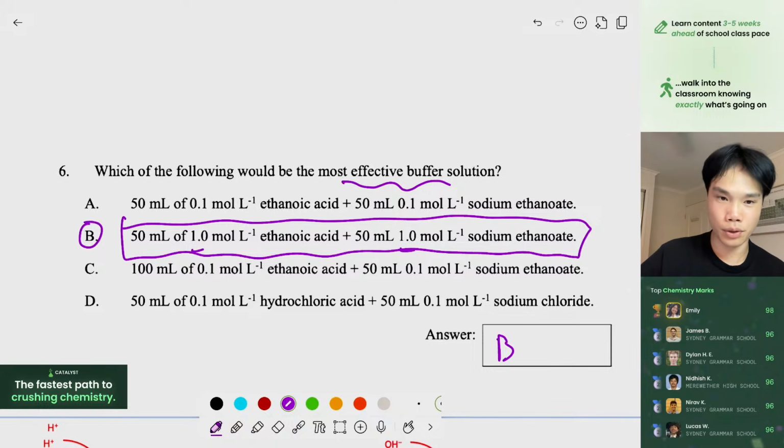And yes, of course, we can also rule out D. I sort of skim past it, but D doesn't make sense because this is a strong acid and its conjugate base, which would not form a buffer.